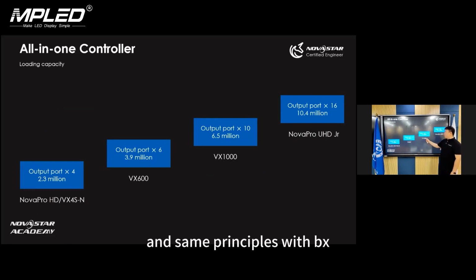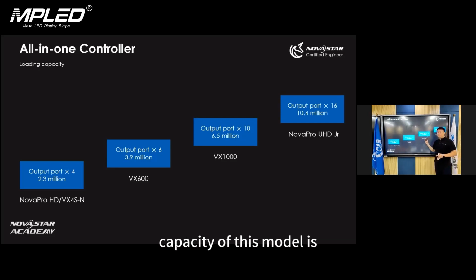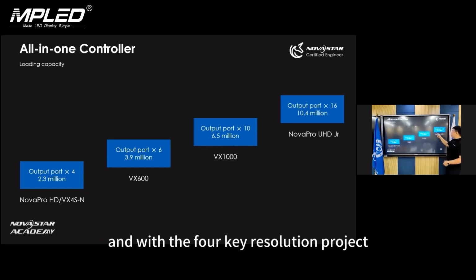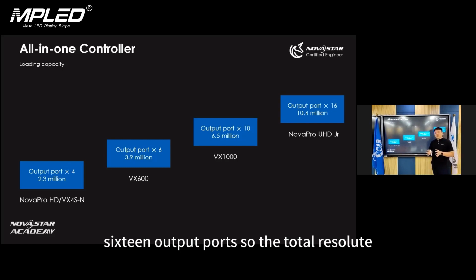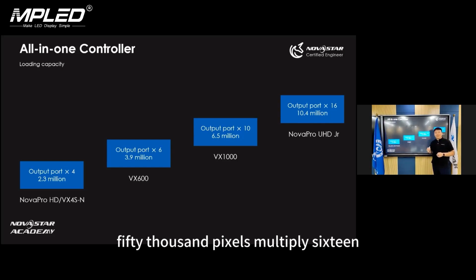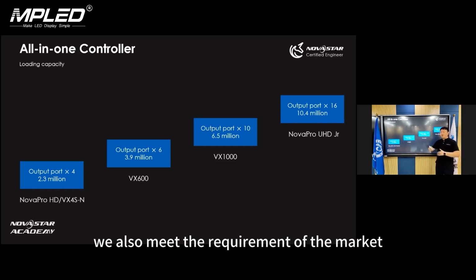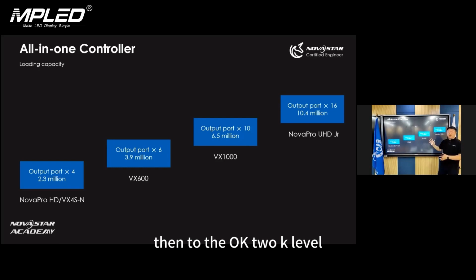Same principle with the VX1000: we have 10 output ports, so the total loading capacity of this model is 6.5 million pixels. And for the 4K resolution project, the Nova Pro Junior, we have 16 output ports, so the total loading capacity is 650,000 pixels multiplied by 16, which is 10.4 million pixels. So with the all-in-one controllers, we also meet the requirements of the market from the 1080p level to the 4K 1K level, then to the 4K 2K level.